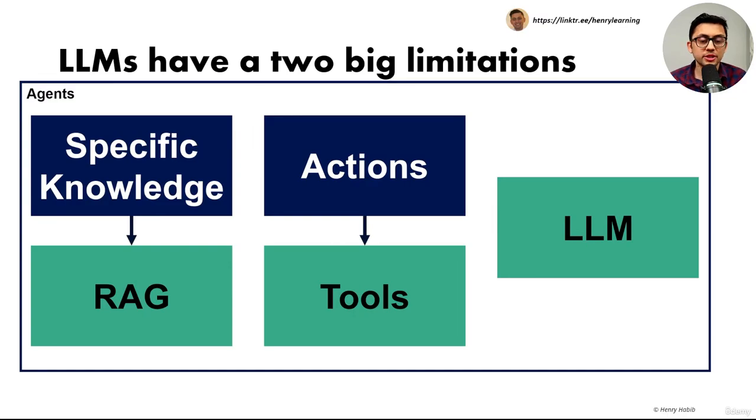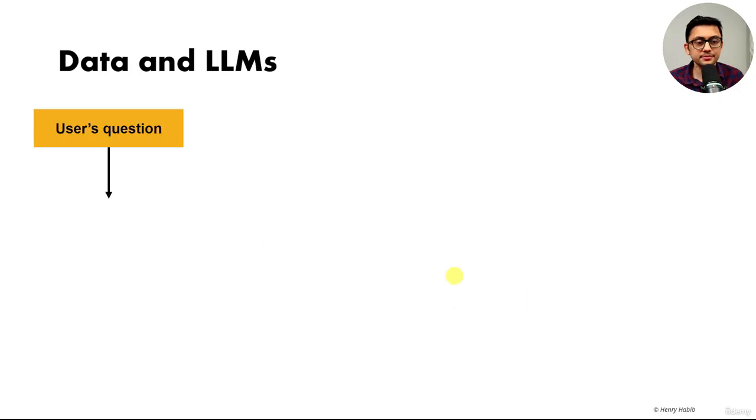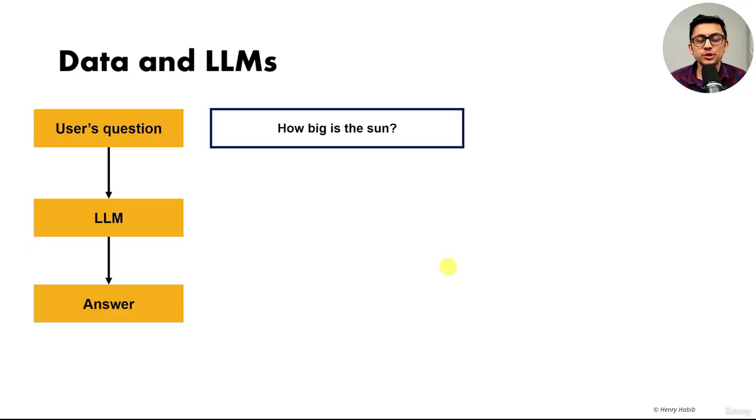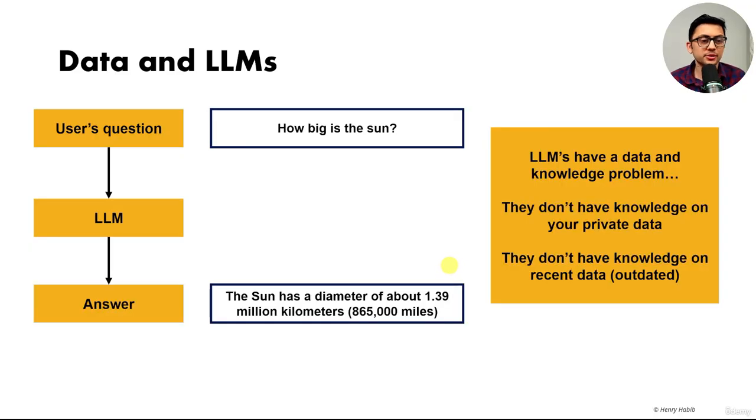Now, in the previous video, we talked about two ways to address the two big limitations in LLMs, which is using a technique called RAG or Retrieval Augmented Generation, and using tool APIs for the LLM to perform actions. Let's go through each one of them, okay? So the first one to really introduce RAG is the following scenario.